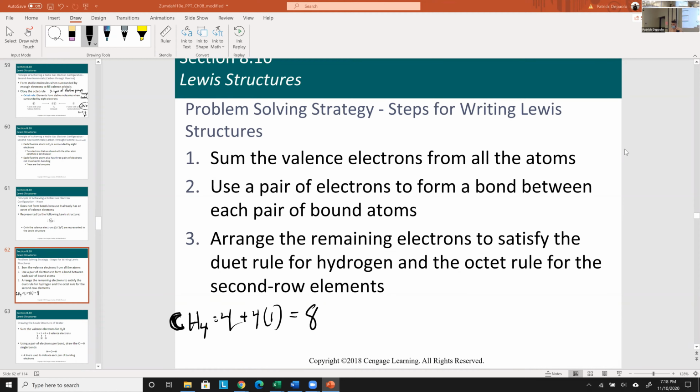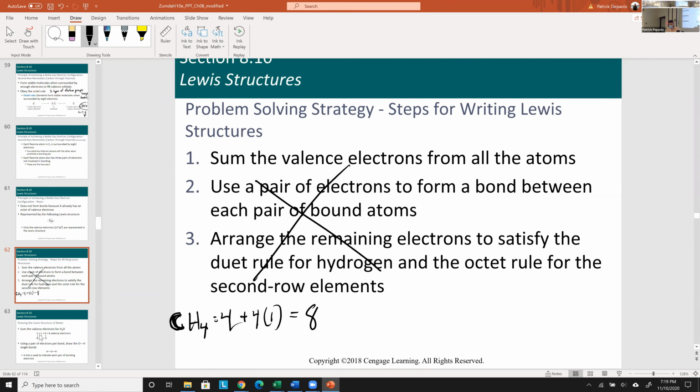So the next thing is use a pair of electrons to form a bond between each pair of bound atoms. That's a really roundabout way of saying connect the dots or connect the atoms. The question is, how can you connect? Actually, you know what? I don't like these rules. I don't like number 1. I don't like 2 and 3. The second rule is to bond them correctly, starting with 1 bond, but then you can add more later. The question is, how do we bond them correctly, and what do I mean by that?